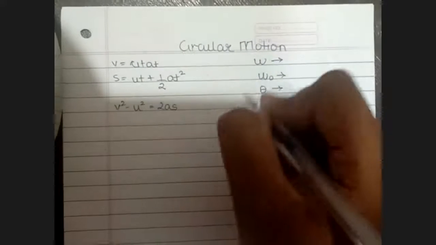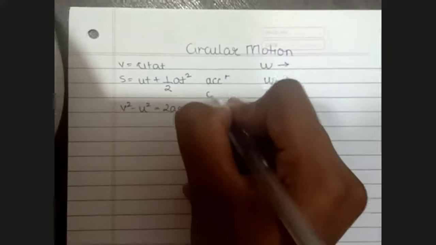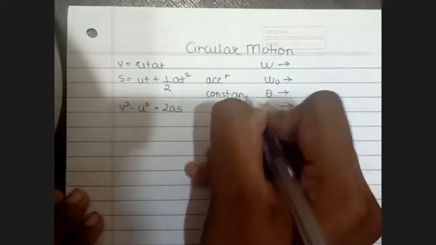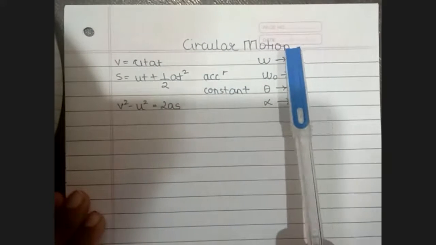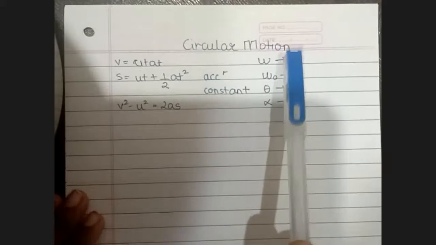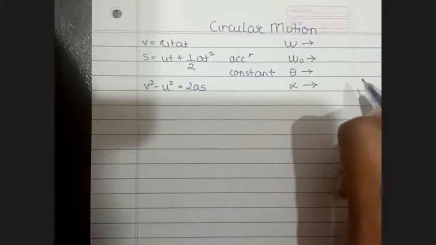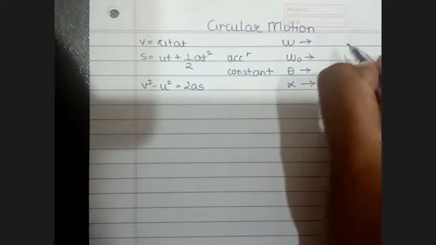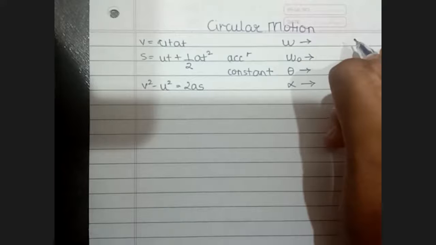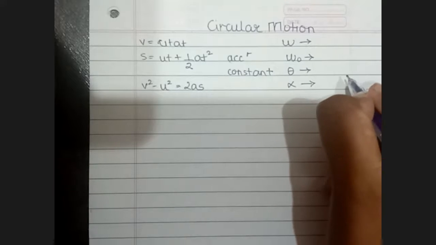In both of these, acceleration is always constant. The units for angular displacement is radian. For omega, it is radian per second. For angular acceleration, it is radian per second square.